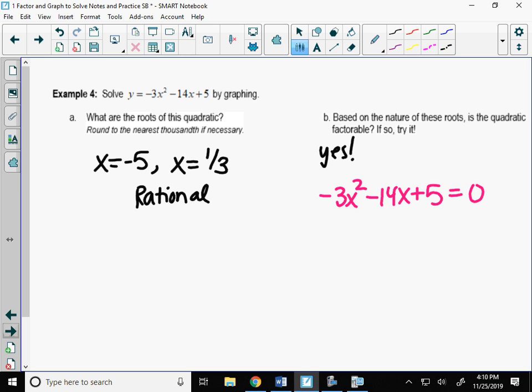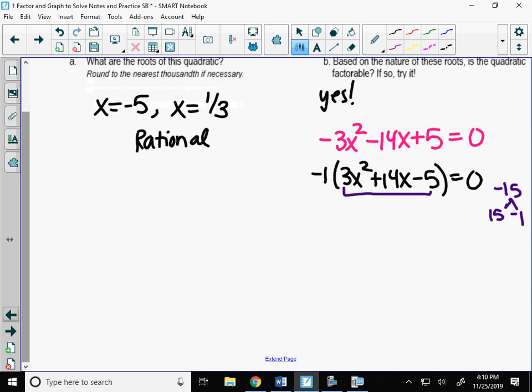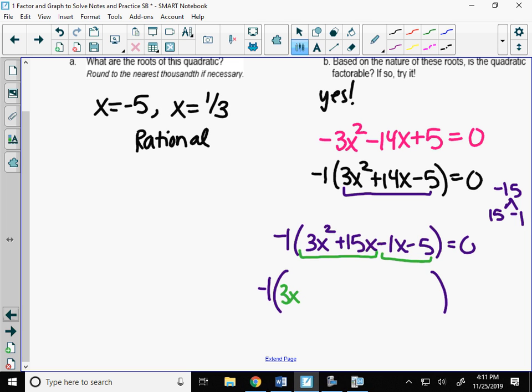So I will pull out the GCF of negative 1. I don't like factoring when there's a negative in front. So I'm going to pull out a negative 1 here. Just going to change the signs. But now we should be able to see that we can split the middle. So I need two numbers that multiply to negative 15 and add to 14. So 15 and negative 1. Great. So I'm going to keep that negative 1 out in front. I split the middle here, 3x squared plus 15x minus 1x minus 5. And now I'm going to group the first two terms and the last two. So unfortunately, I still have that negative 1 out in front, but here my GCF is 3x times x plus 5. Pull out a negative 1 for the next term.